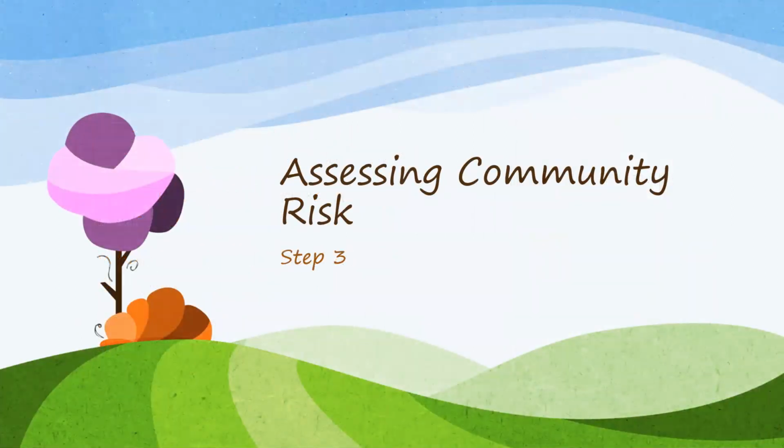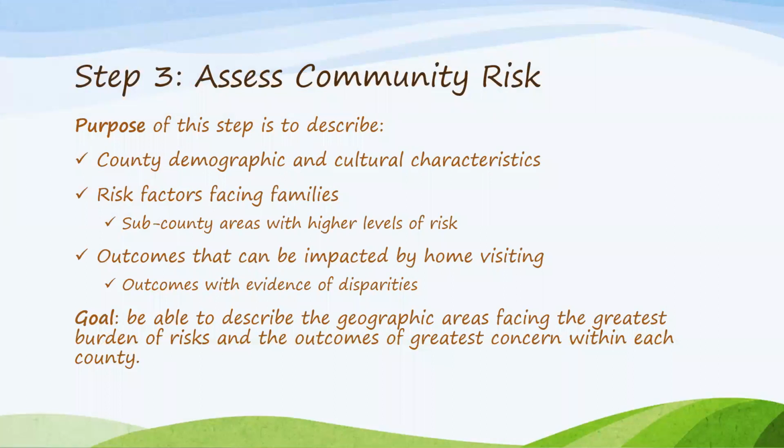Let's jump into step 3 of this process, assessing community risk. This step offers communities an opportunity to take a deep dive into data that tell you about your community and the needs of families. During this step, you will explore 3 types of data. You will begin by exploring demographic and cultural characteristics of your county or counties. Reviewing these data will ground your work in the types of diversity that are important to understand your geographic area.